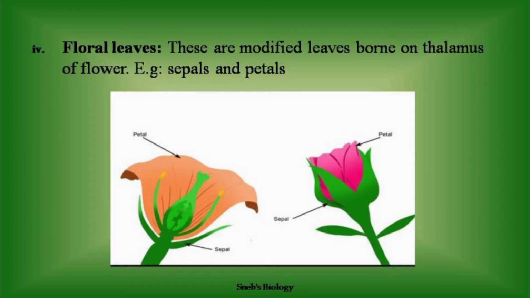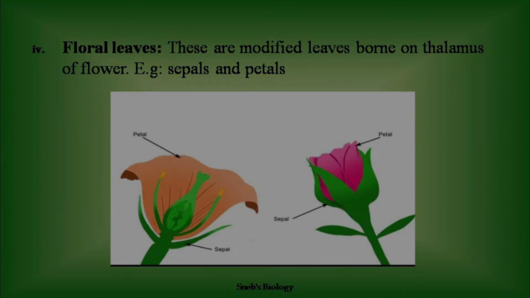Fourth is floral leaves. These are the modified leaves borne on the flowers, for example, sepals and petals. So these are modified, brightly colored structures which attract insects for pollination.